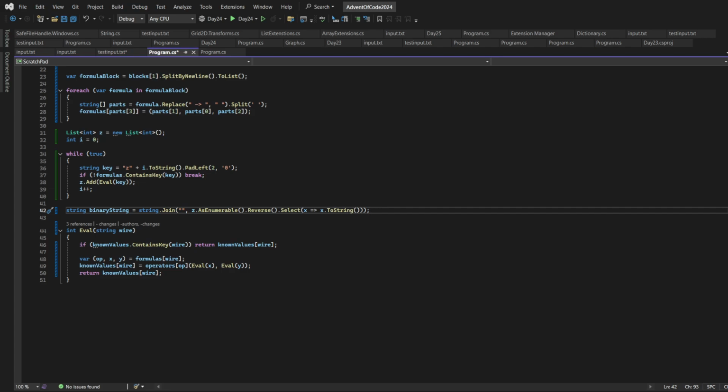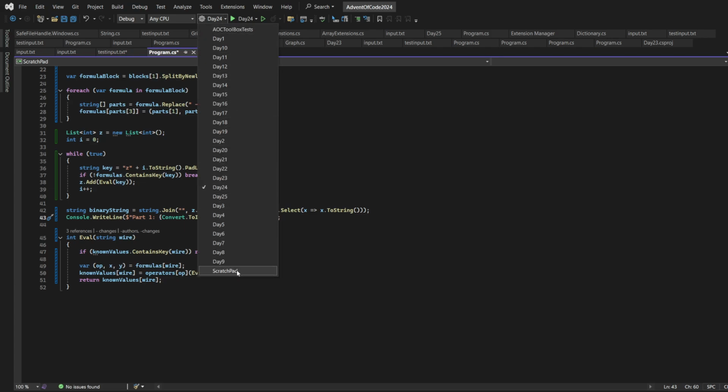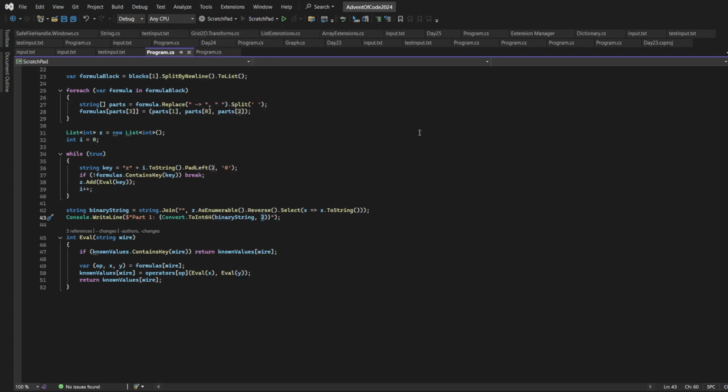and the last thing to do is actually convert our binary string to a decimal, and that can be easily done with Convert.ToInt64 with the base 2. So if we run this, we should have 2024.